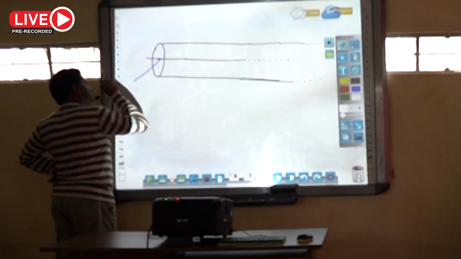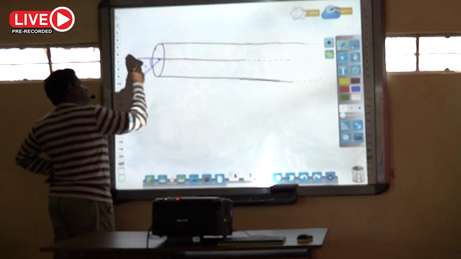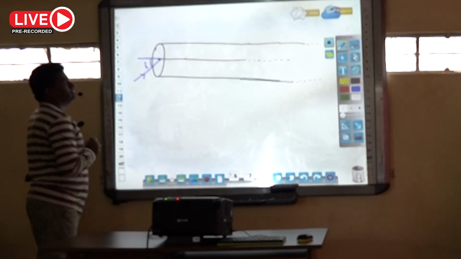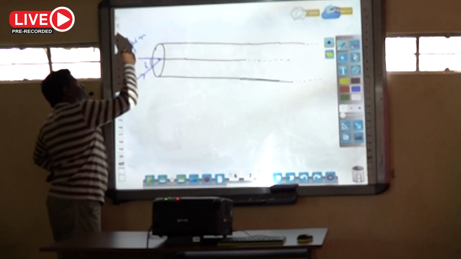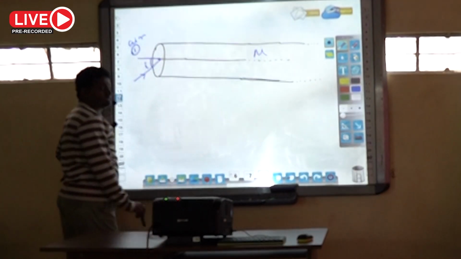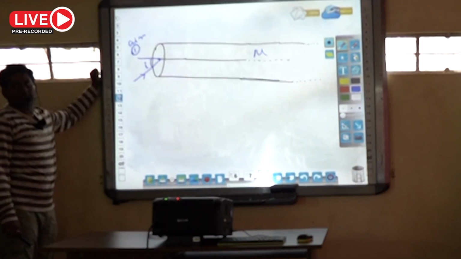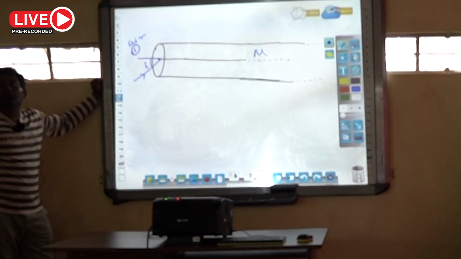Light is falling on this at an angle of incidence. This is the normal. Light is falling at an angle of incidence I. Outside medium is air, refractive index is given 1, and this cylindrical material has refractive index mu, which is greater than 1, meaning the cylinder is the denser medium. Then the light is falling on one of the flat surfaces of the cylinder, and enters the cylinder. Then the light ray will fall on the curved surface of the cylinder.